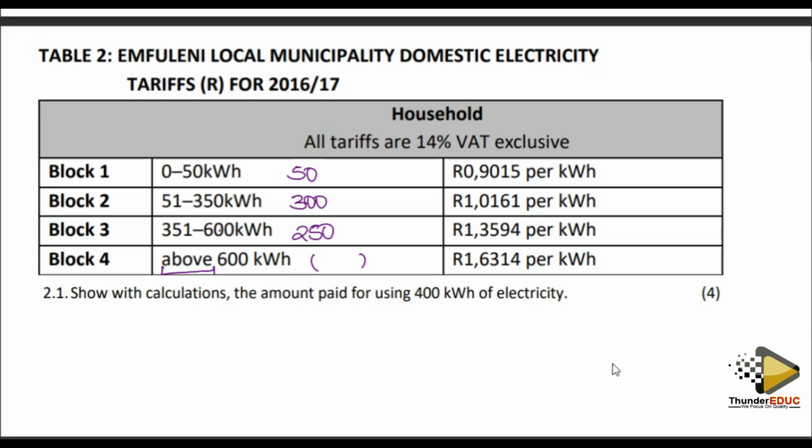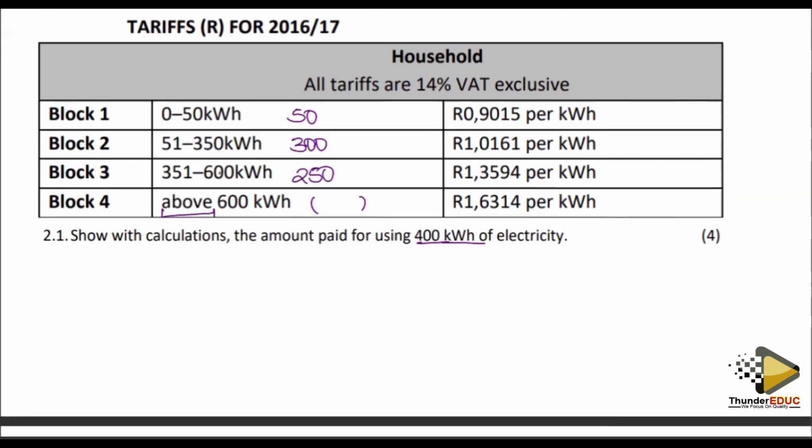All right, so now here we go. They're asking, show with calculations the amount paid for using 400 kilowatts of electricity. Now, this is so simple. All we are going to do, remember they are saying all tariffs are 14% VAT exclusive. This was the old VAT. The new VAT is supposed to be 15%.